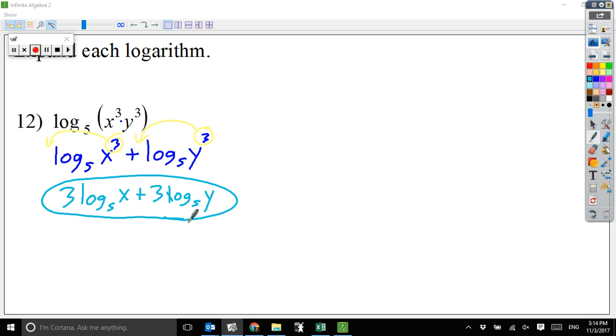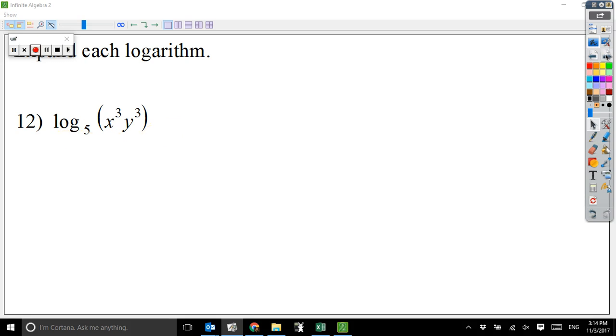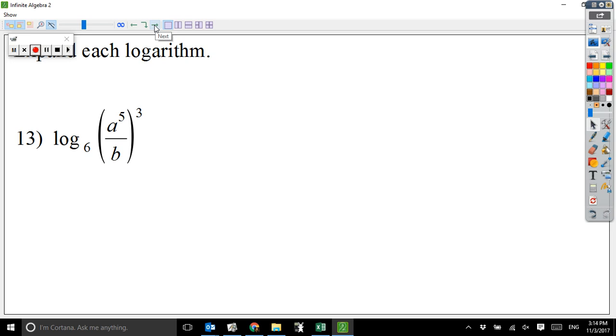Alright, so that was number 12. Let's look at number 13. Okay. Now, number 13 has two exponents. Okay, so I need to address that first. And what I'm going to do is I'm going to distribute that exponent to both variables. Okay? And it doesn't matter if it's division or multiplication. If I have an exponent outside the parentheses, I need to distribute it.